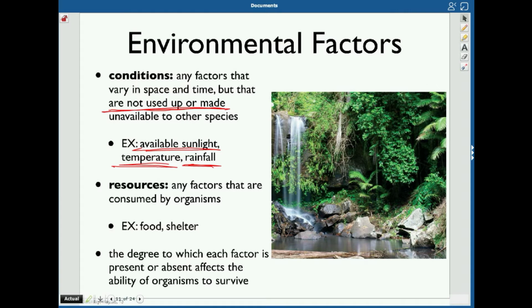It's not something that you can use up or you can hoard. Everyone shares it. And then resources are things that are consumed. So these are things that folks could compete over. For example, food, shelter, things like that. And then the amount of each resource and condition that is present in that area determines who can survive there and who cannot.